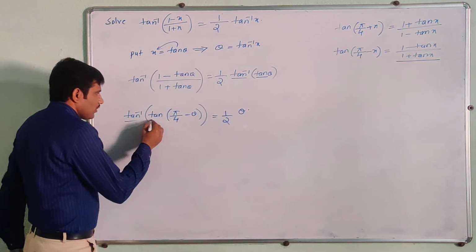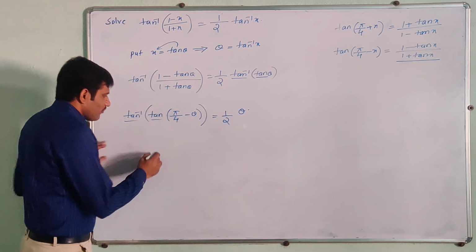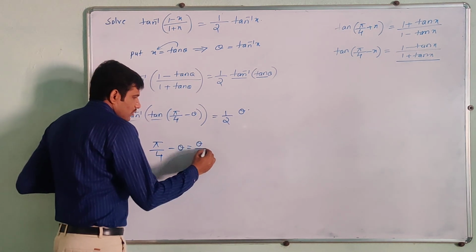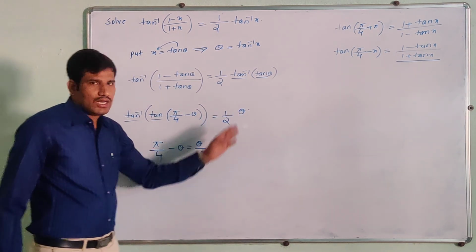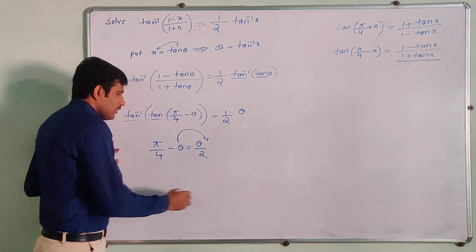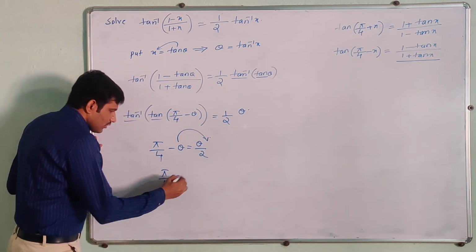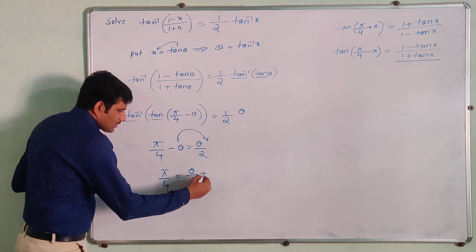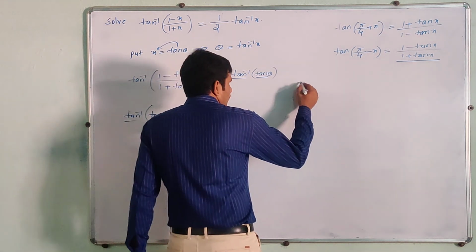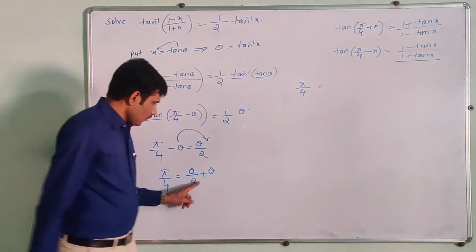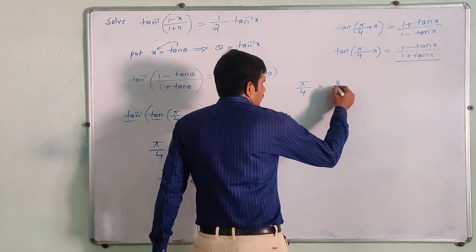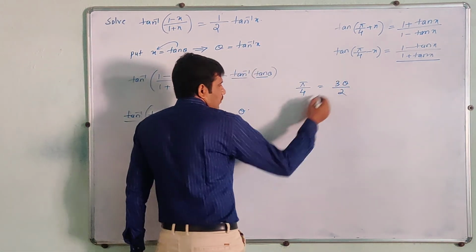So here also tan inverse tan goes. What is left is pi by 4 minus theta is equal to half into theta, that is theta by 2. Now take this minus theta to the right hand side. So pi by 4 is equal to theta by 2 plus theta, that is 2 theta plus theta over 2, which is 3 theta by 2.